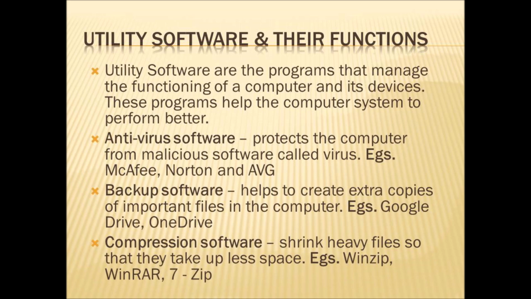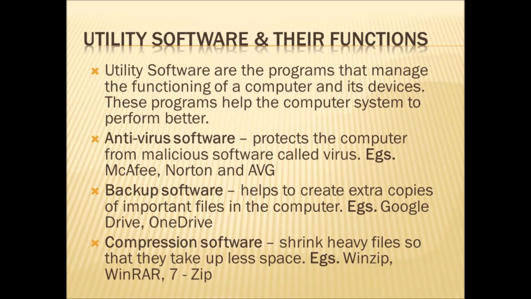Now we are going to see the second type of system software, that is utility software and their functions. The first type of system software is operating system, and the second type is utility software. First, the definition of utility software. Utility software are the programs that manage the functioning of a computer and its devices. These programs help the computer system to perform better, that is, it can do its task better.